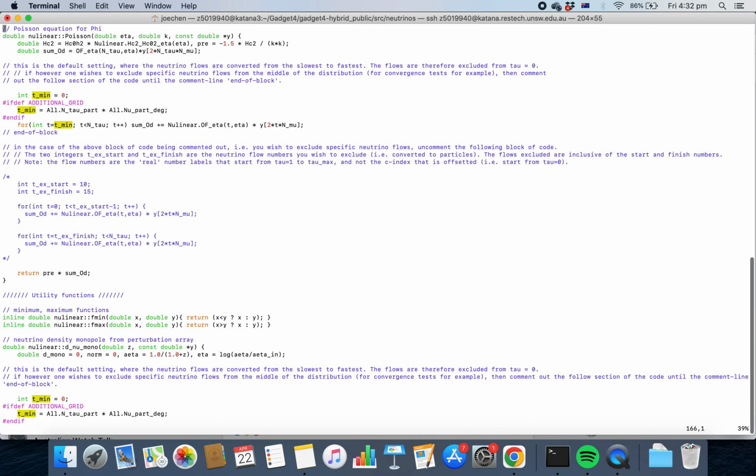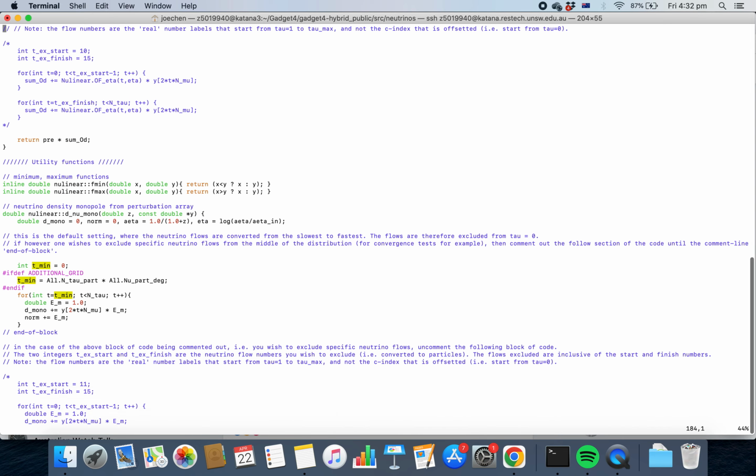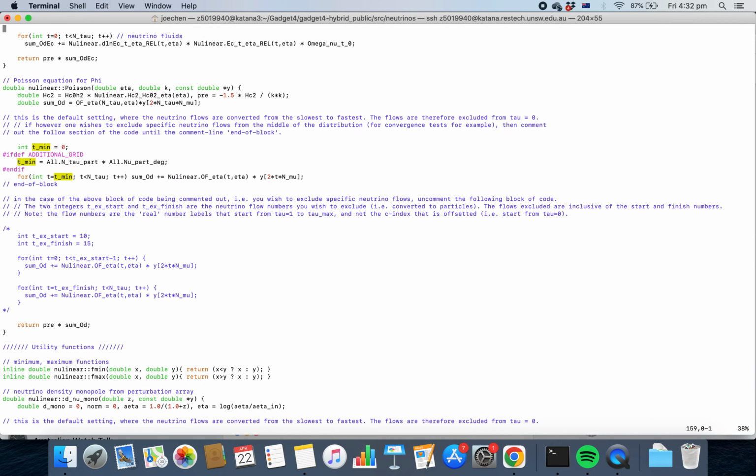Okay, for both of these, the structure is very similar. What we do is we loop through all of the neutrino linear response fluid flows and then add them to the contribution for either the Poisson equation or for the delta nu.